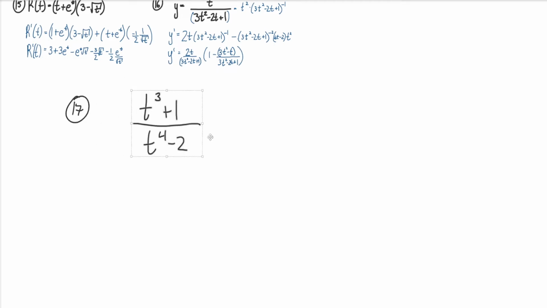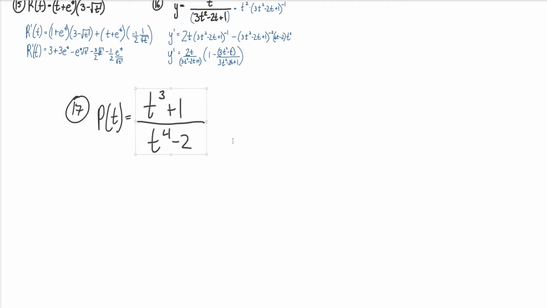And let's call it p of t. I think this is like a Flemish person. For some reason. Okay. So p prime of t. Let's just kind of do it quick here. Okay, sorry, that's probably annoying.